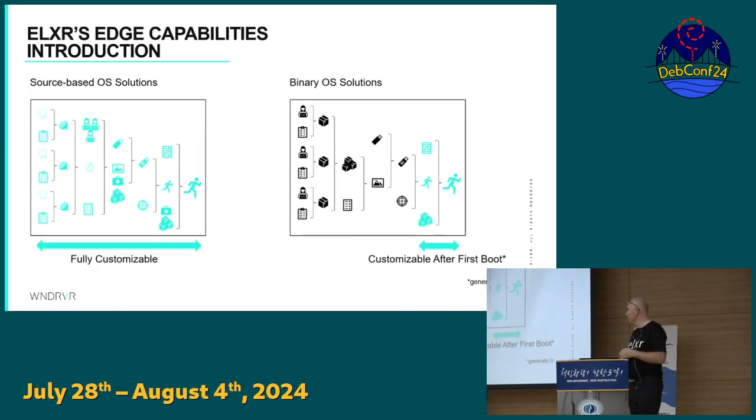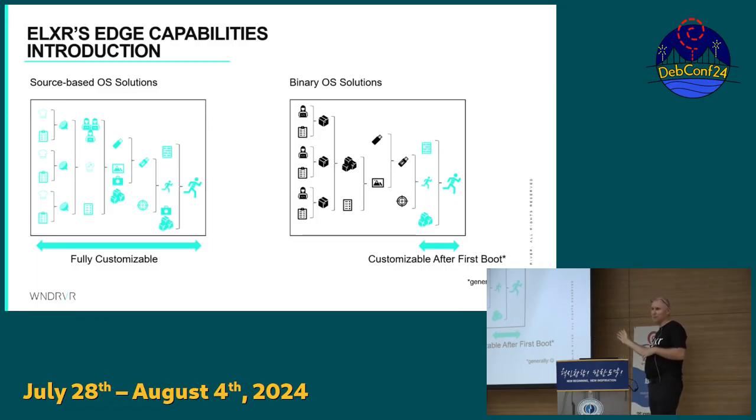So when we're talking about edge capabilities, again, eLxr does bring a set of edge capabilities. If we put together what I've spoken about here, if you look at source-based OS solutions such as the Yocto project on the left, you can see that you have fully customizable solutions. As I mentioned, you'll be able to modify how packages are built, how they're patched. You'll be able to modify the images, what's included in them, all the way through. So everything is customizable with Yocto, but as I mentioned, it comes with a lot of time and complexity.